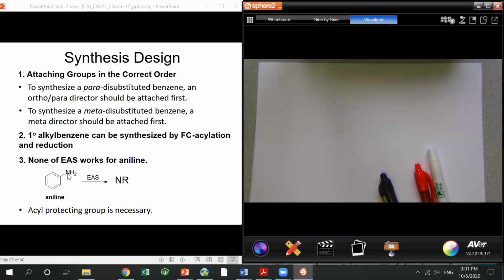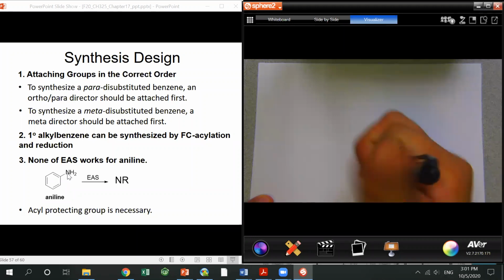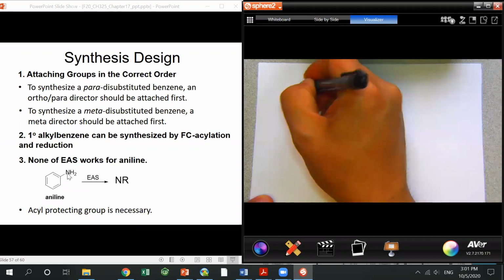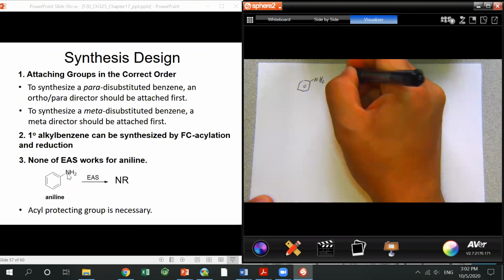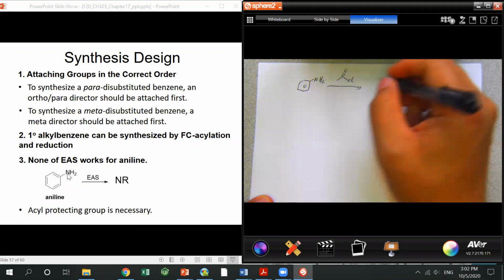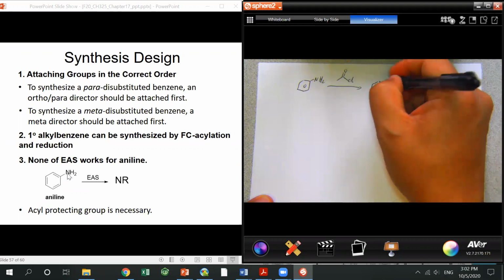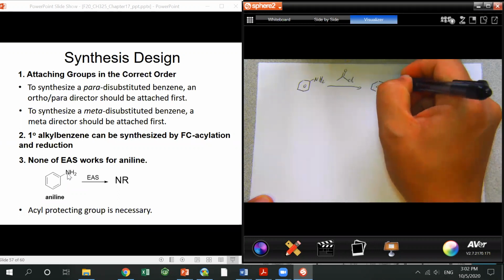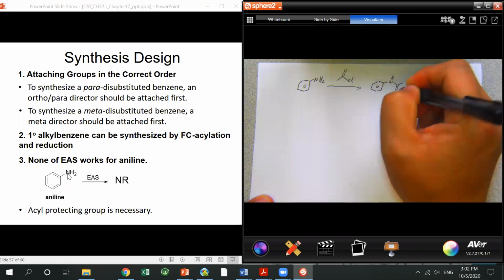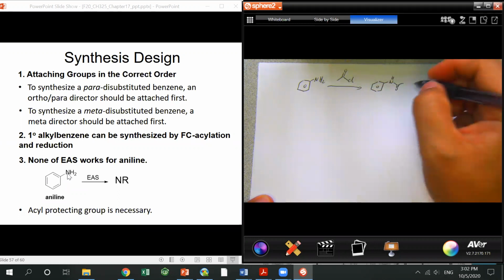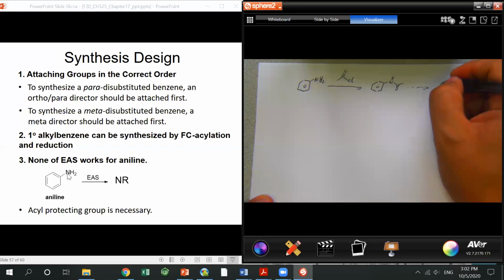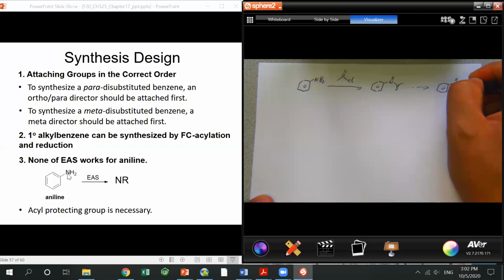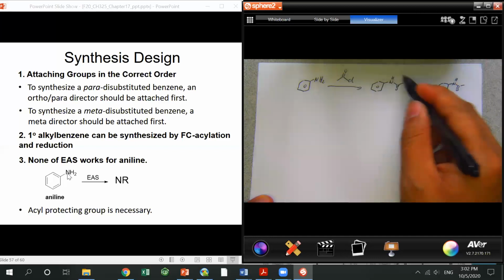So if you really want to do the reaction for the aniline case, remember we learned the protection with acetyl chloride, so the acyl group. This reaction pretty much doesn't need any reagent, so it's a pretty easy reaction. Following that, you can do whatever ES reaction. This amide group is still an ortho/para director.